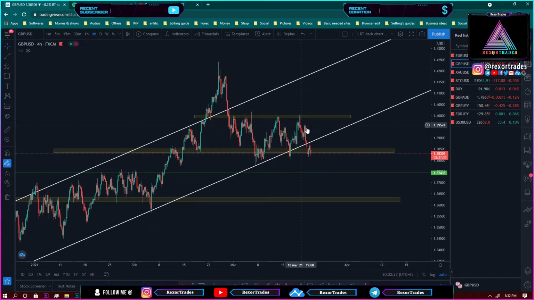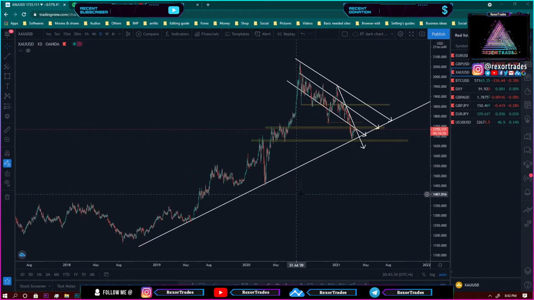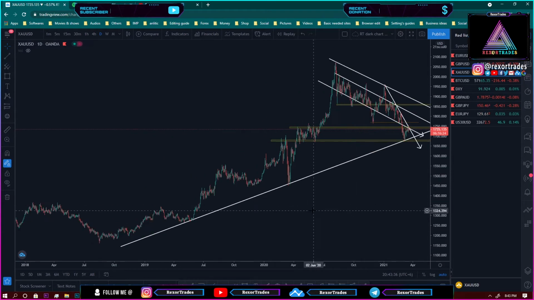This is the consolidation phase, like this zone and this zone. Just wait for the price to make a breakout of either of these zones, and that's when I'm going to place my trades, on either the long side or the short side. So let's focus on the gold chart, and we're in the daily time frame.